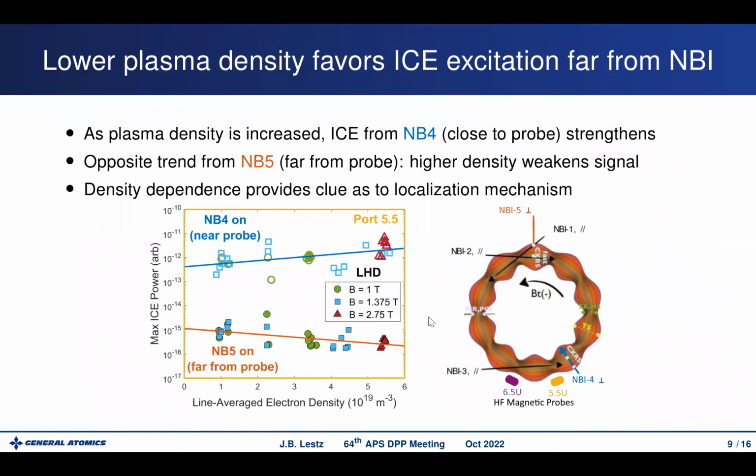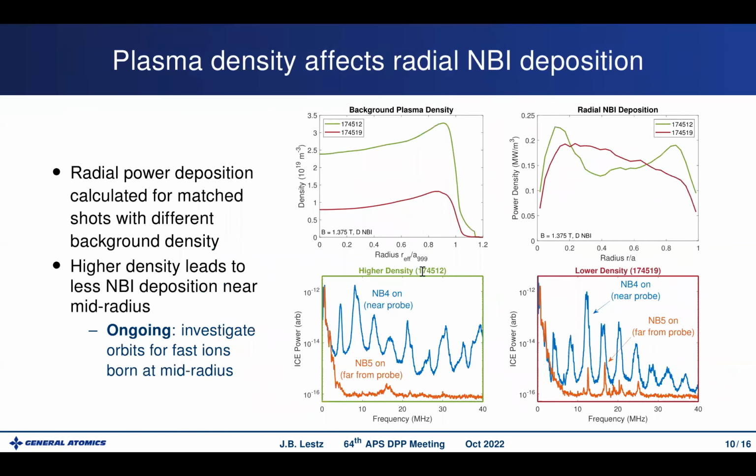One plasma parameter that appears to affect the localization is the electron density. In our database, we found that for lower density plasmas, the ICE that you can detect on this probe when this beam, the faraway beam, is on is larger than it is when the density is larger. One thing that's different when the plasma density is higher is that the beam deposition is different.